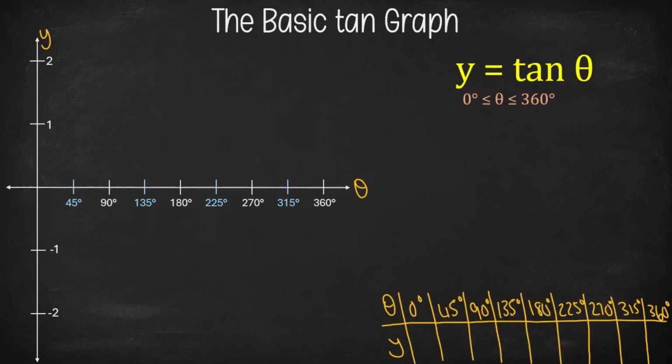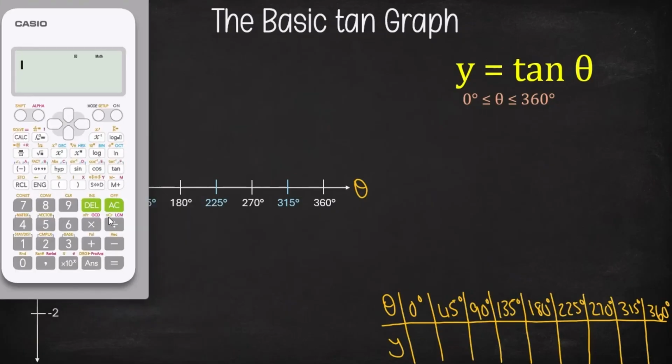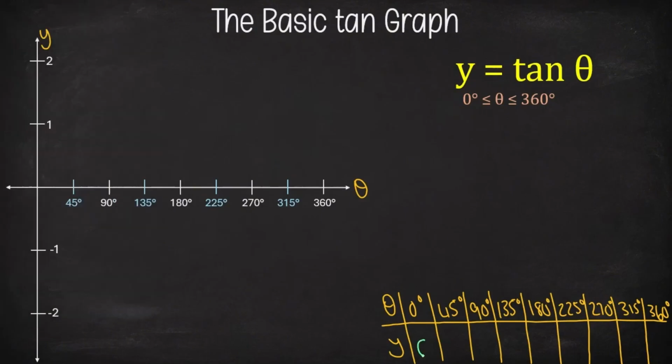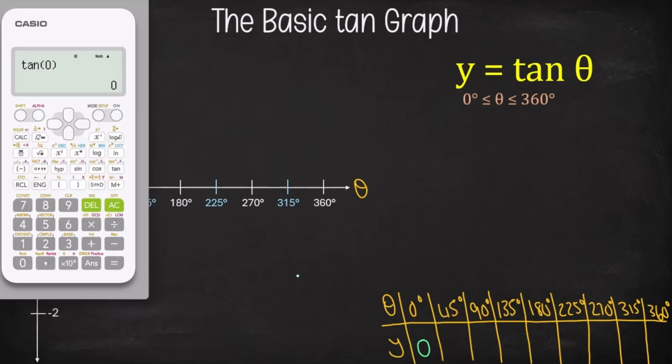Now that I've set up my table, let's calculate the y values using our calculator. So what we're going to do is I'm going to press tan 0 degrees, and that is equal to 0. Therefore, I'm going to write 0 in this space. Then we have to calculate tan 45 degrees. So I'm just going to replace the 0 with 45, and that is equal to 1.